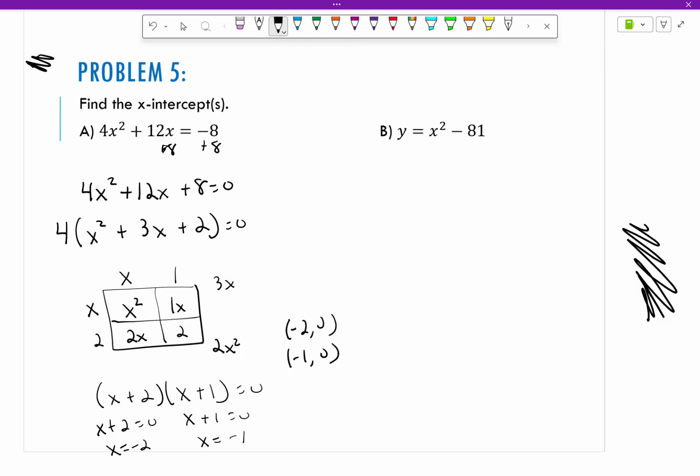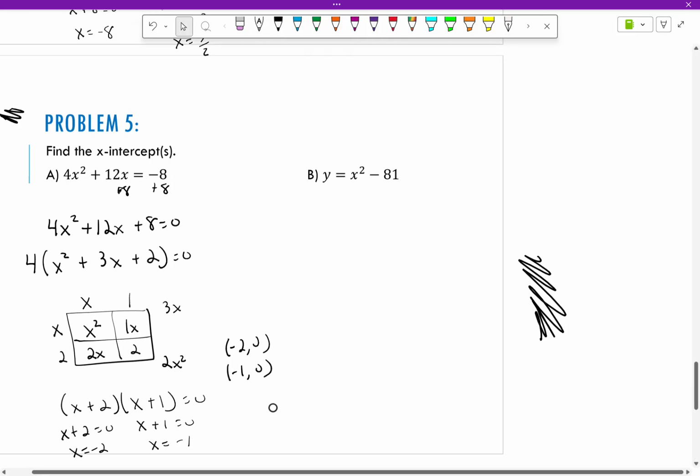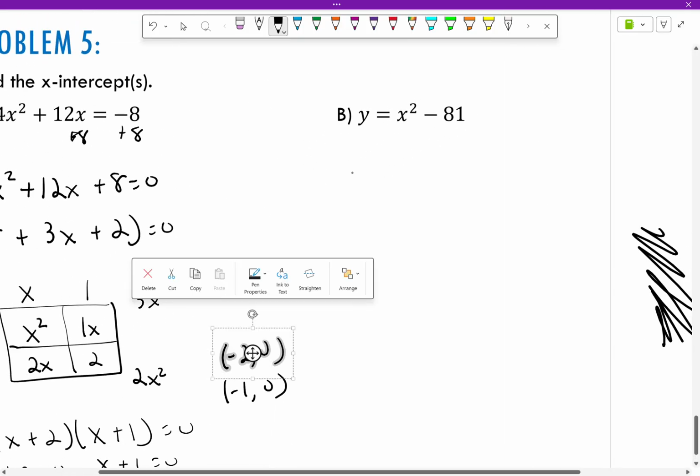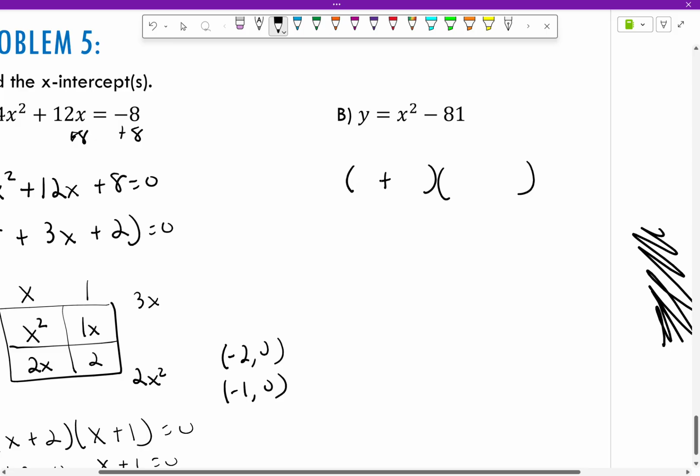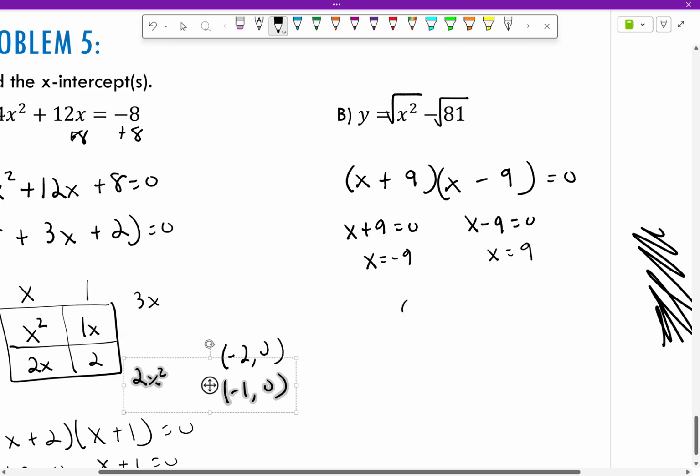The last one, we have x squared minus 81. This is a difference of squares. The difference of squares has two sets of parentheses, one with a plus, one with a minus. If you square root the x squared, you get x, which is what you'd get here. If you square root the 81, you get 9, which is what you get there. So it's equal to 0, and then zero product property. Minus the 9 over. Add the 9 over. So your x-intercepts are negative 9, 0, and 9, 0.